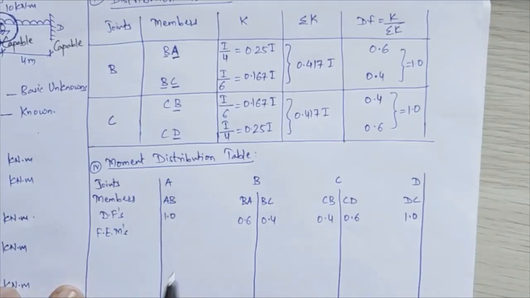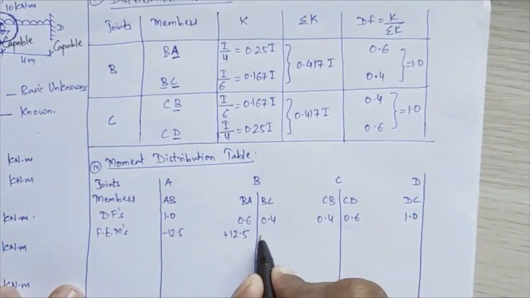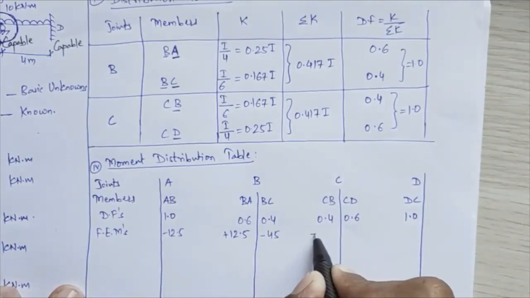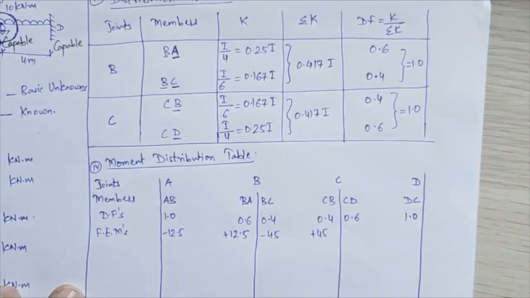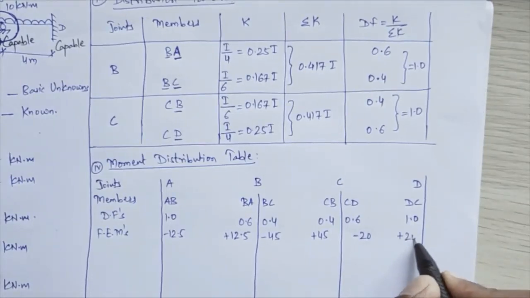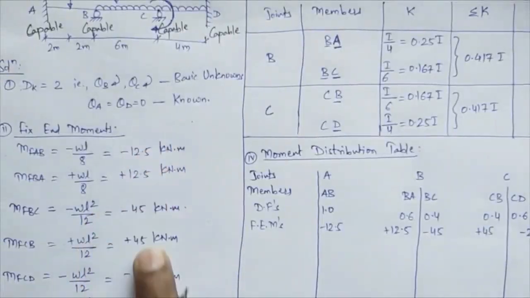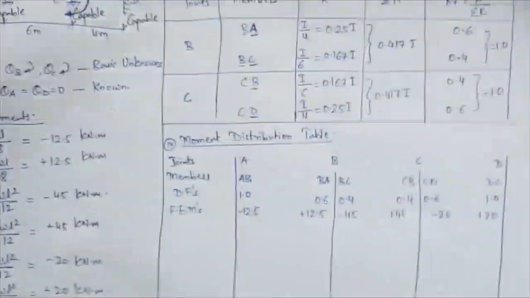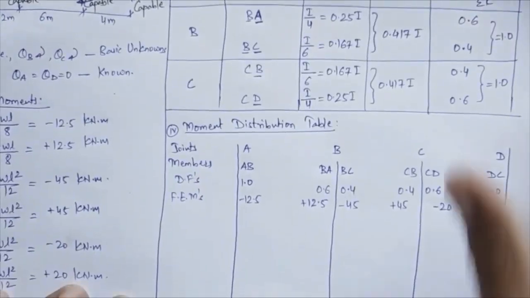So the fixed moments for AB, I am having minus 12.5. Next, for BA I am getting plus 12.5. BC I am having minus 45. CB I am having plus 45. Next, CD you are having minus 20, and for DC I am getting that as plus 20. So these are the fixed moment values I have got in my previous step that I have written over here.